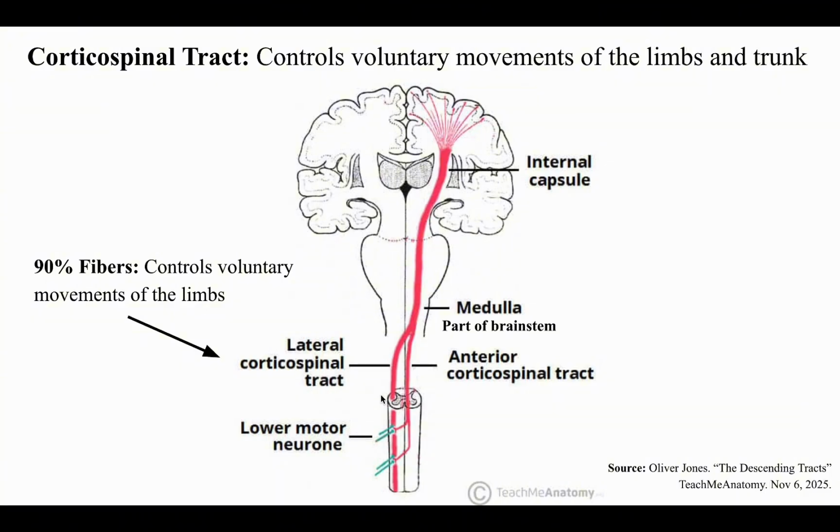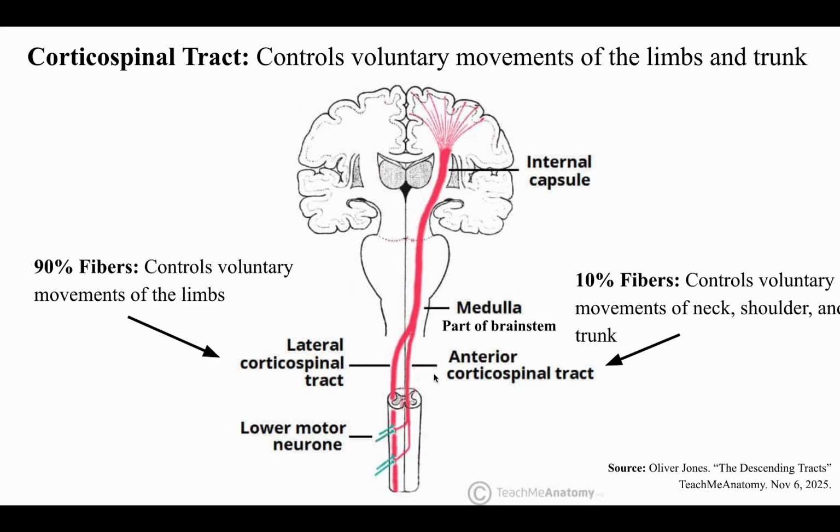And then the remaining 10% of fibers are not going to cross over and instead form the anterior corticospinal tract on the same side. And this portion of it is primarily involved in controlling voluntary movements of the neck, shoulder, and trunk.